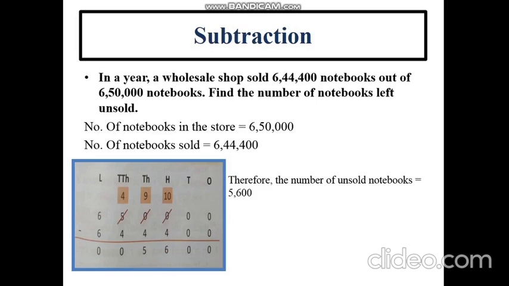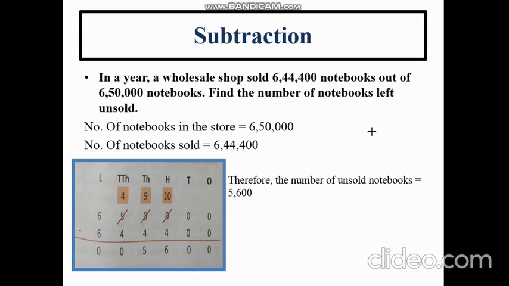Dear students, the next operation I have taken is subtraction. As I told you, before solving any question, it is always good to write down what is already given in the problem. Why? Because from this known information, we have to solve the unknown. So here I'll read out a problem for you. In a year, a wholesale shop sold 6,44,400 notebooks out of 6,50,000 notebooks. Find the number of notebooks left or unsold.